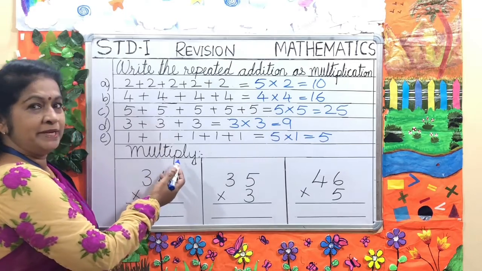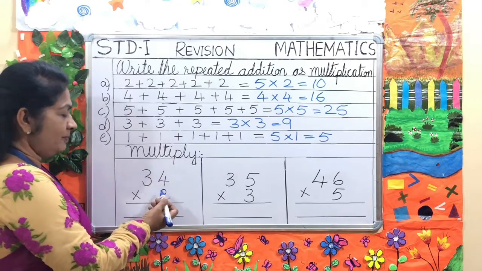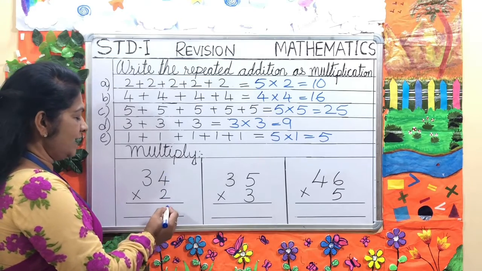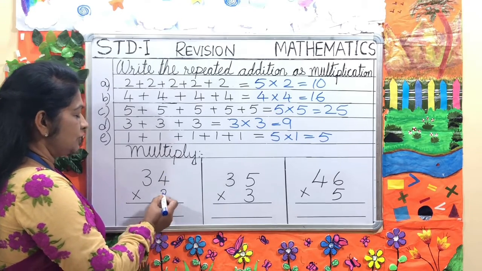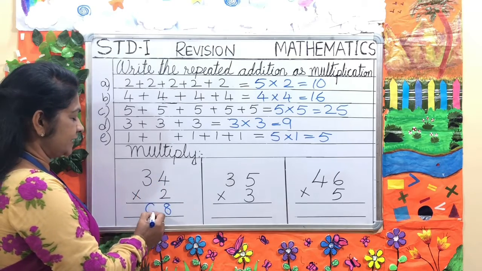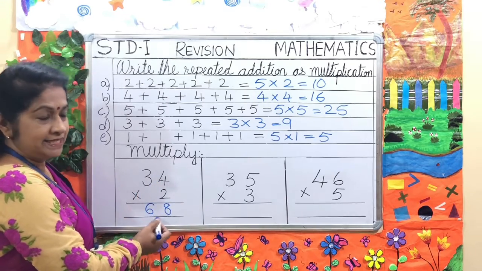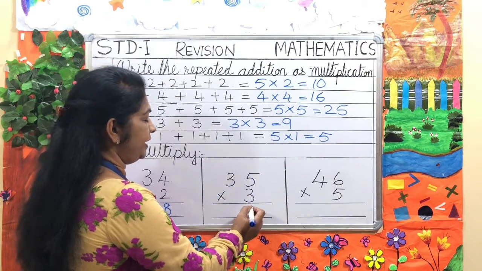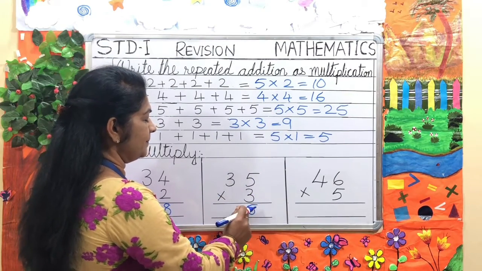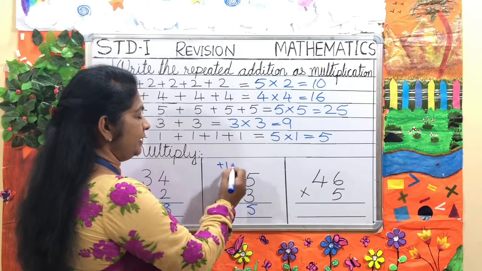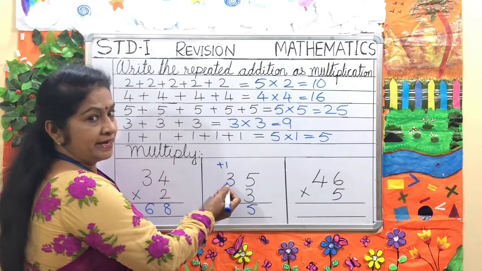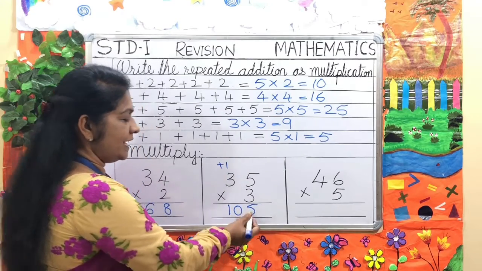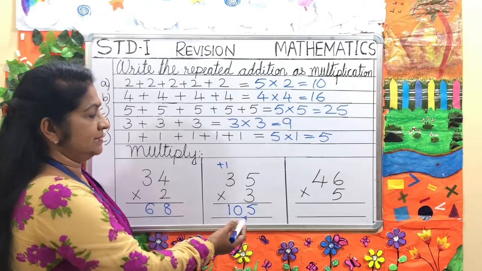Next we will do multiplication. 34 multiplied by 2. First we will do 4 2s are 8. 2 3s are 6. So the answer is 68. Next one, 5 3s are 15. 5 you will be writing here, 1 will be carried over here. So 3 3s are 9, plus 1, 10. So 105 will be the answer.